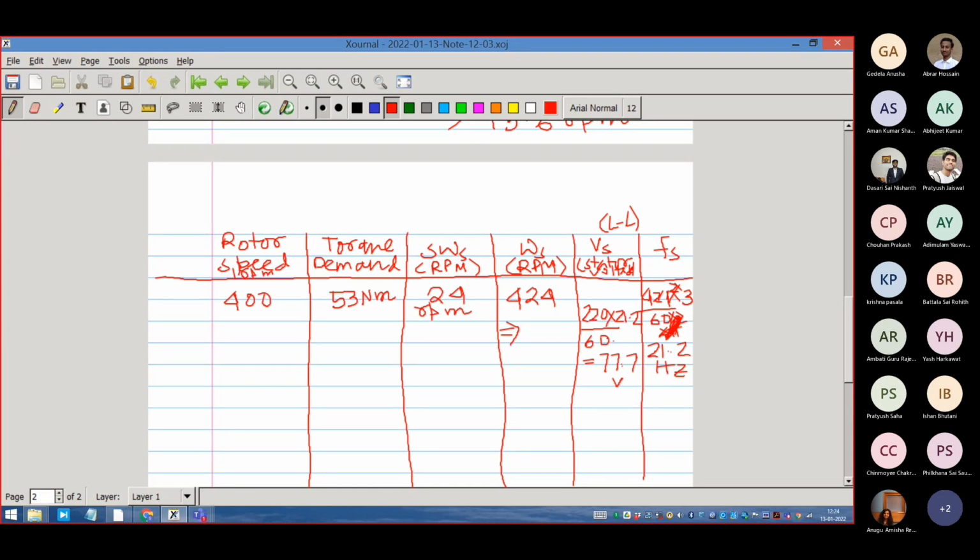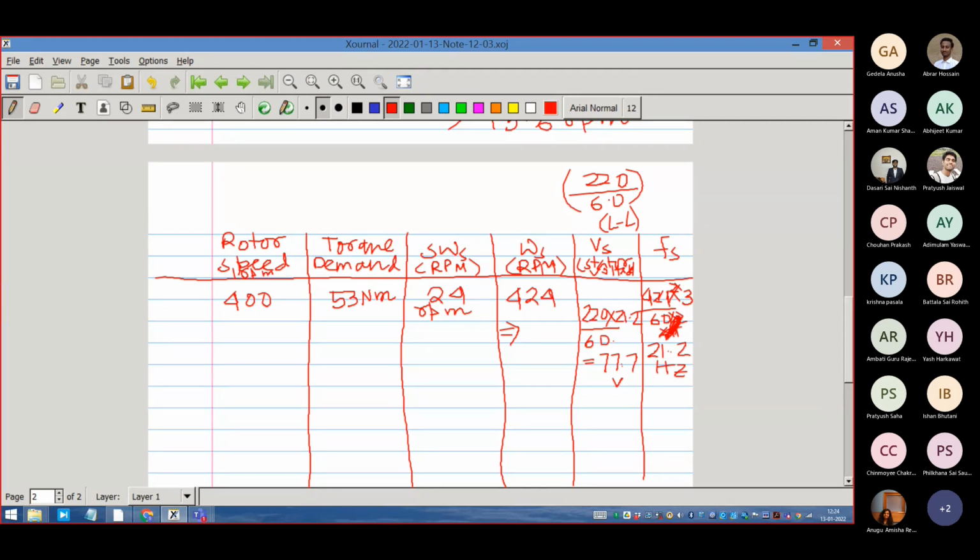Original V by F ratio is 220 by 60. That is the V by F ratio. V I have taken line to line. If you want to take phase wise, just 220 divided by root 3. So that is not a big deal. If I consider line to line all the time, then I can take 220 as the voltage for the V by F ratio. 220 by 60, where 60 is the original supply frequency of the machine, right?